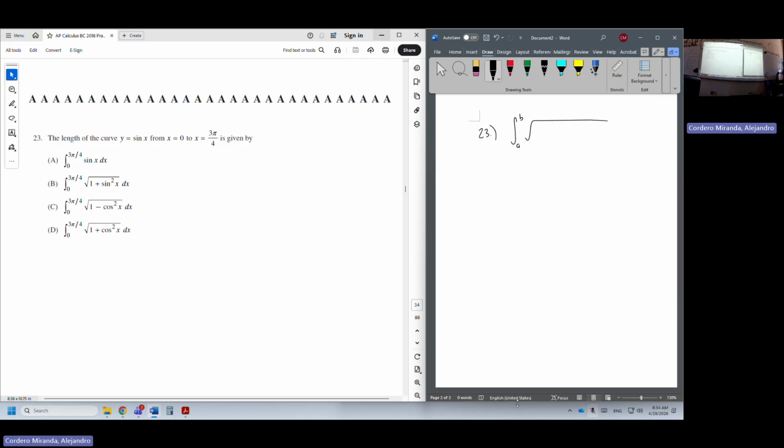I remember the idea of what it's doing is making the curve a bunch of little straight lines and then adding those together. But I don't remember what the formula for that looks like.